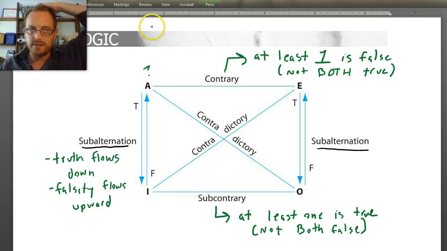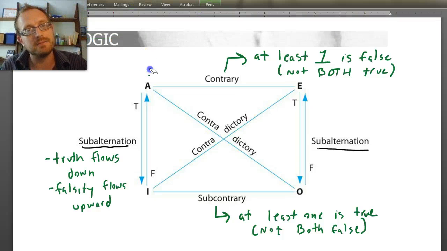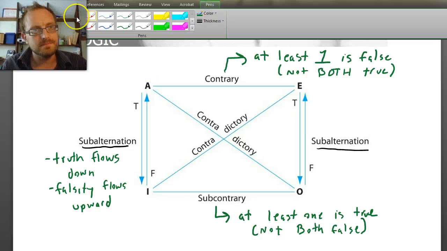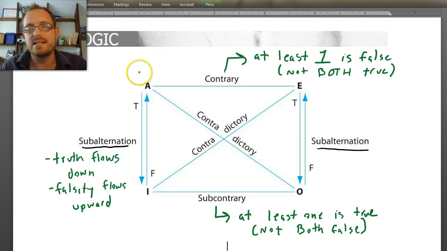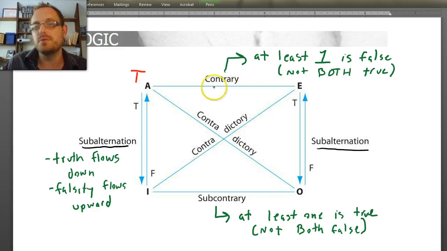So let me go back here. Let's input some values and see what we can get here, right? Let's say that, well, all we know is that A is true. If we know A is true, can we compute the values?